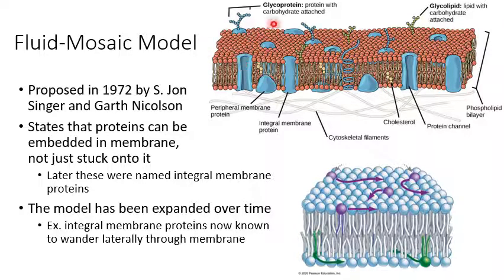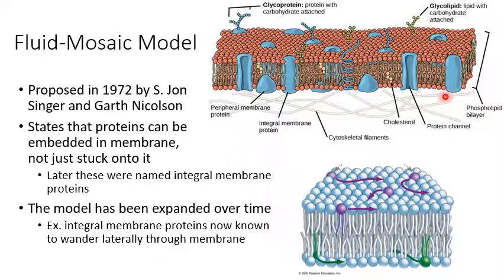As the temperature increases, they're going to wander more. As the temperature decreases, they're going to wander less. And the cell has certain ways of controlling how they're wandering or making sure that certain proteins can stick together as they're traveling through the membrane. But proteins that are embedded in the membrane are not, in general, just fixed in place. They can actually move.